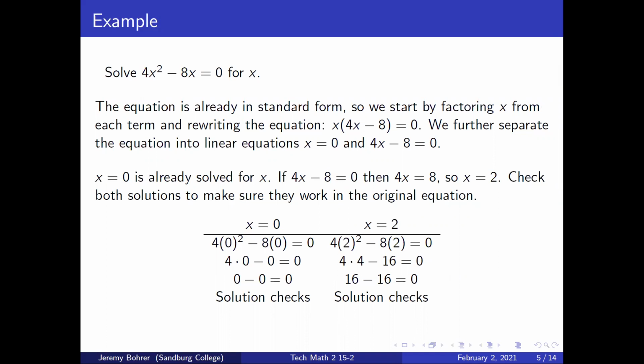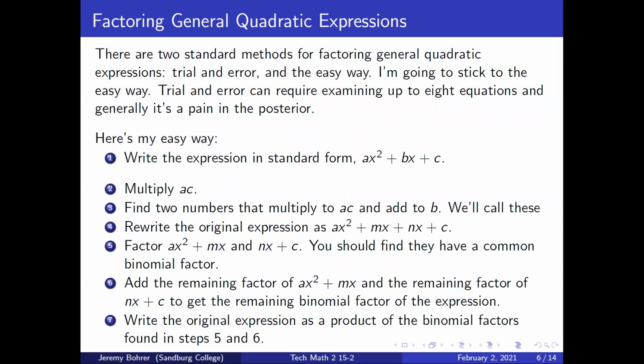Check both solutions to make sure they work in the original equation. If x equals 0, 4 times 0 squared minus 8 times 0 equals 0. That is 4 times 0 minus 0 equals 0. 0 minus 0 equals 0. The solution checks. If x equals 2, 4 times 2 squared minus 8 times 2 equals 0. 4 times 4 minus 16 equals 0. 16 minus 16 equals 0. The solution checks.